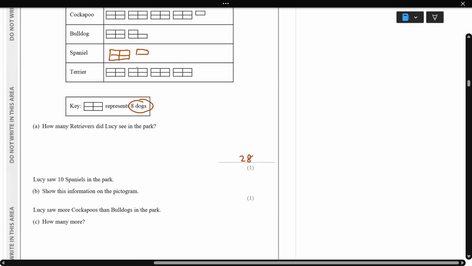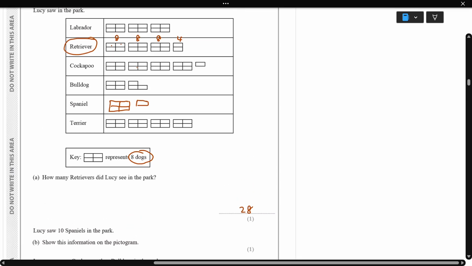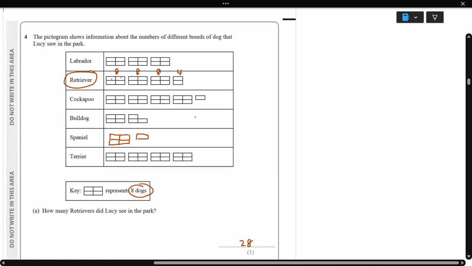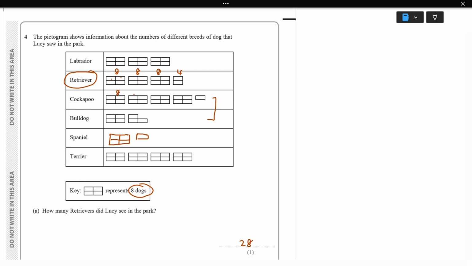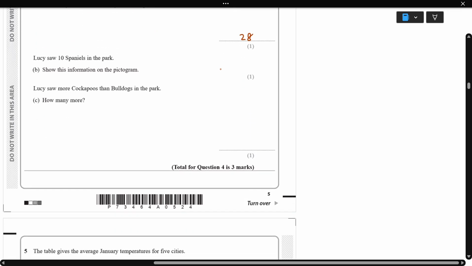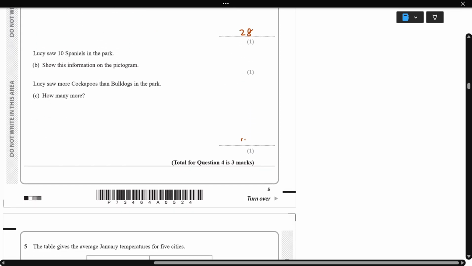Then, how many more cockapoos than bulldogs did Lucy see in the park? We need to take the difference of this. Here is 8 plus 8, 8 times 4 is 32, plus 2, 34. Here the total is 34. Here is 8 plus 6, which is 14. When you take away, the difference 34 minus 14 is going to be 20. So the answer is 20.